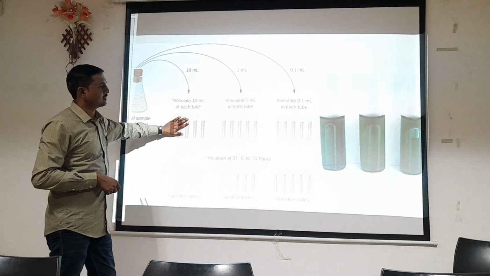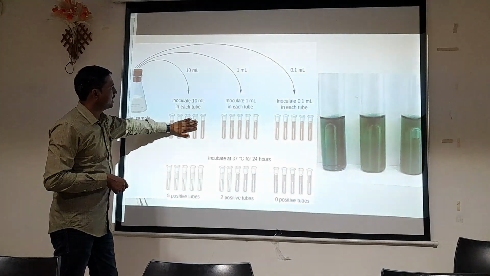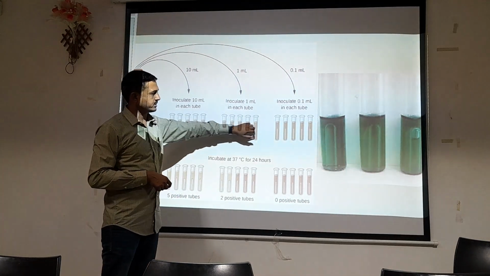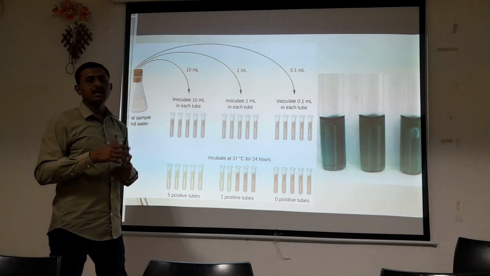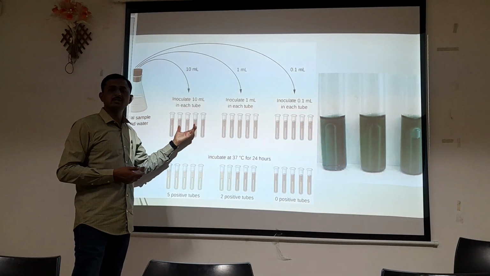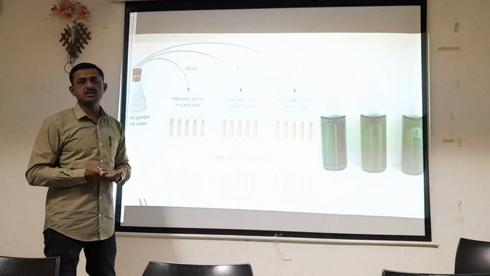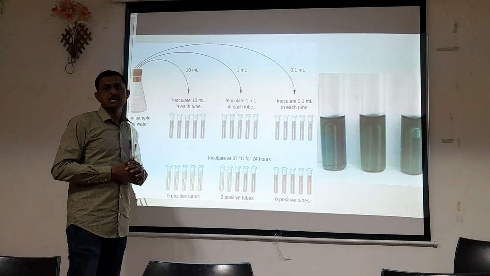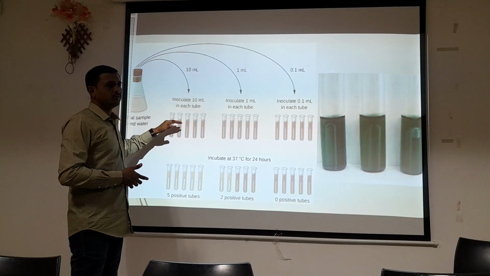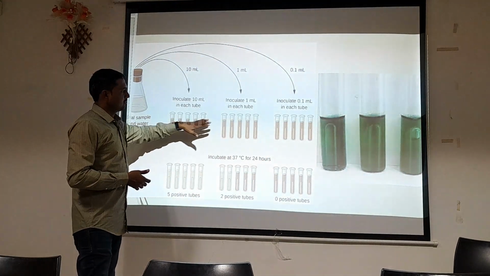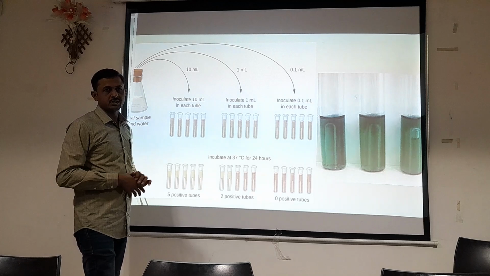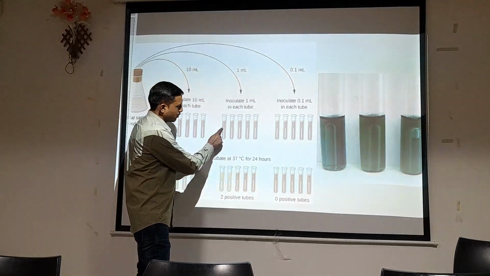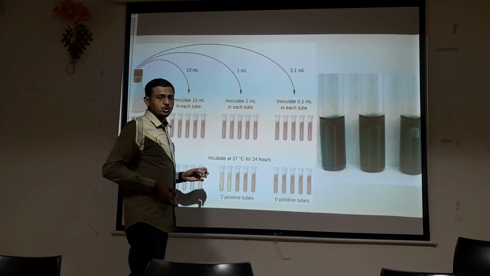After addition of the water sample, you have to inoculate 10 ml of water sample, 1 ml of water sample and 0.1 ml of water sample. As the amount of water sample inoculated is more, the number of organisms present in that tube is more, and that's why you have to use double strength lactose broth. After 24 or 48 hours of incubation, you have to observe for gas formation. Gas formation is recognized by the formation of a bubble inside the Durham tube.